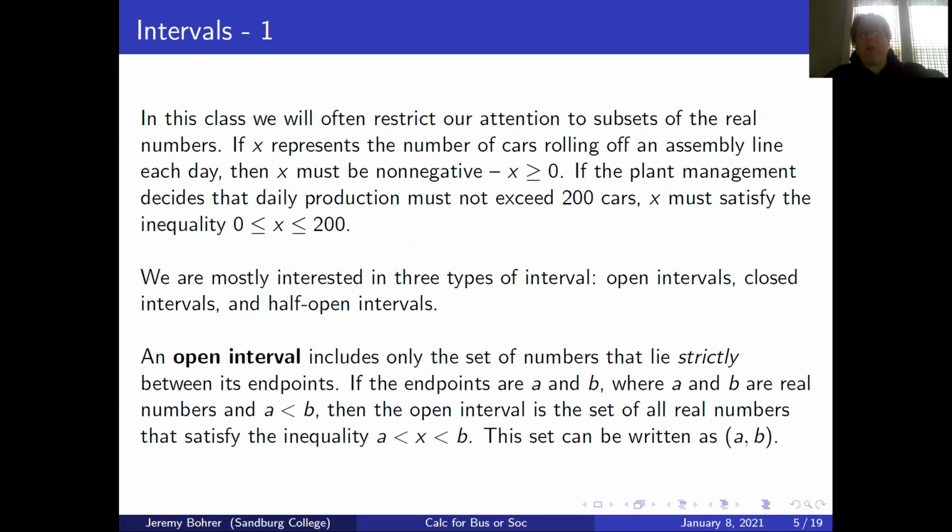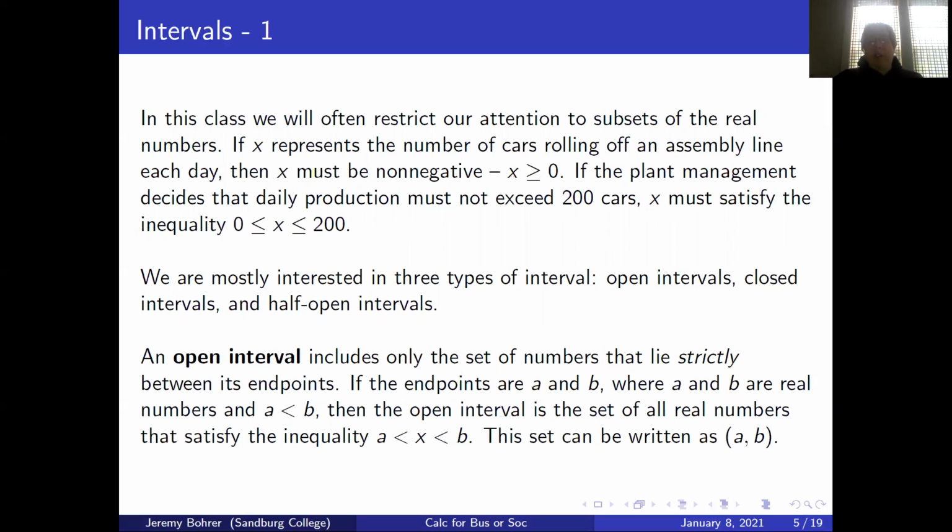In this class, we will often restrict our attention to subsets of the real numbers. If X represents the number of cars rolling off an assembly line each day, then X must be non-negative. That is, X is greater than or equal to 0. If the plant management decides that daily production must not exceed 200 cars, X must satisfy the inequality 0 is less than or equal to X is less than or equal to 200.